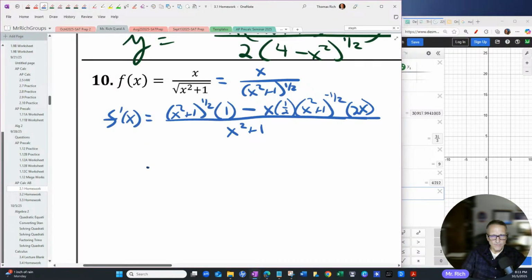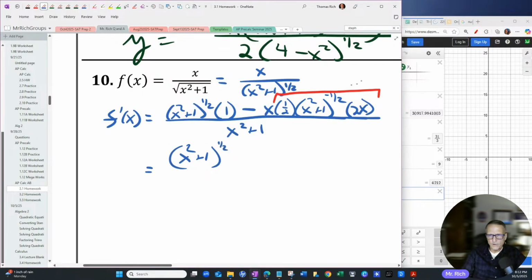This can be simplified for sure, especially this part. So when you analyze what I did over here, this entire part right here is the derivative of (x squared plus 1) to the 1/2 when I took the derivative of the bottom part of our function. And that whole thing is the chain rule applied to (x squared plus 1) raised to the 1/2 power. Well, if I were to simplify it, we'll just leave this as (x squared plus 1) to the 1/2 power.